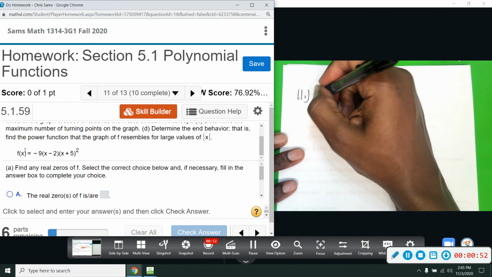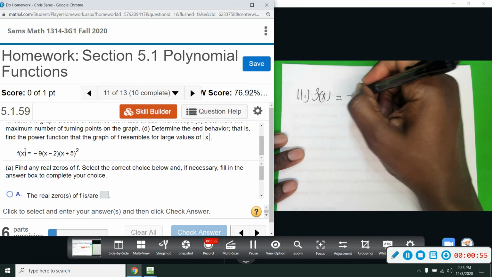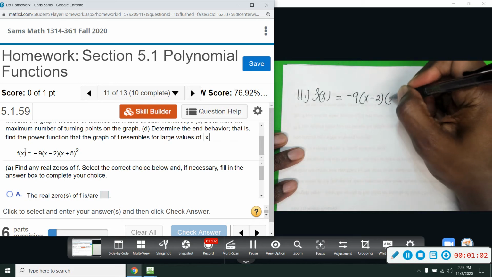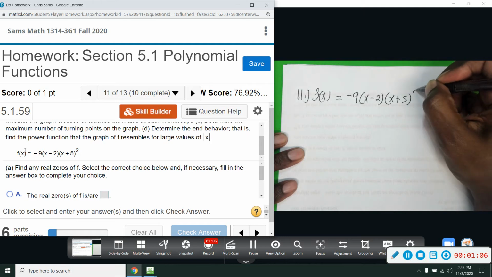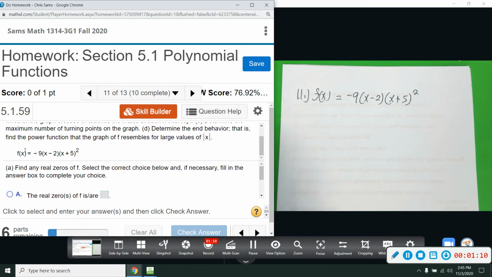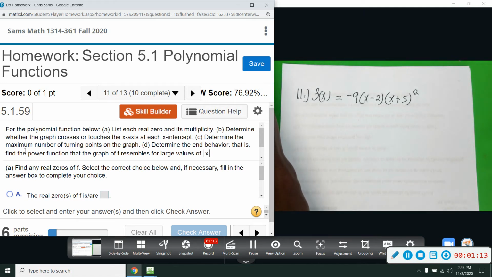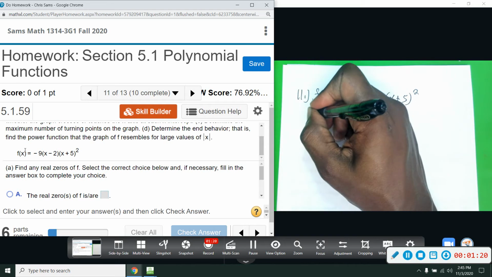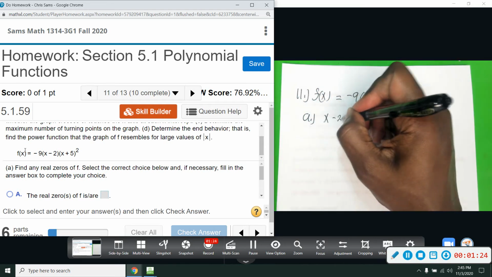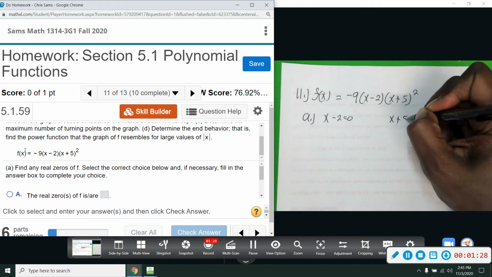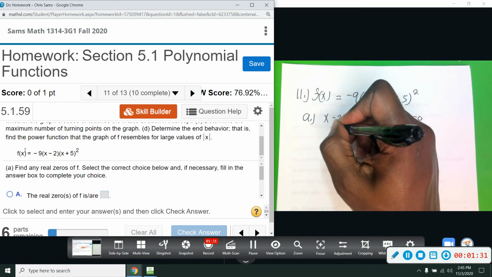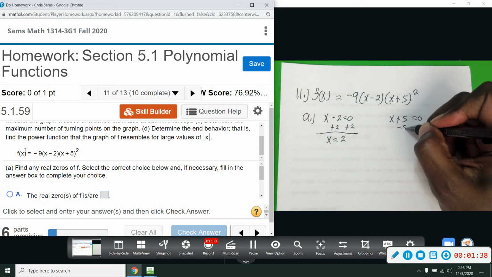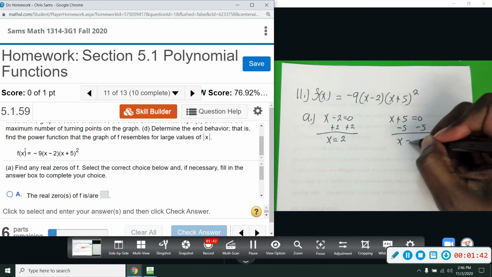So number 11, f of x equals negative 9, x minus 2, x plus 5 squared. All right, so the first part said list each real zero and its multiplicity. So it's already factored for us. You just take those factors and set them equal to 0. So part A, x minus 2 equals 0, x plus 5 equals 0, add 2, and you get x equals 2, subtract 5, and we get x equals negative 5.